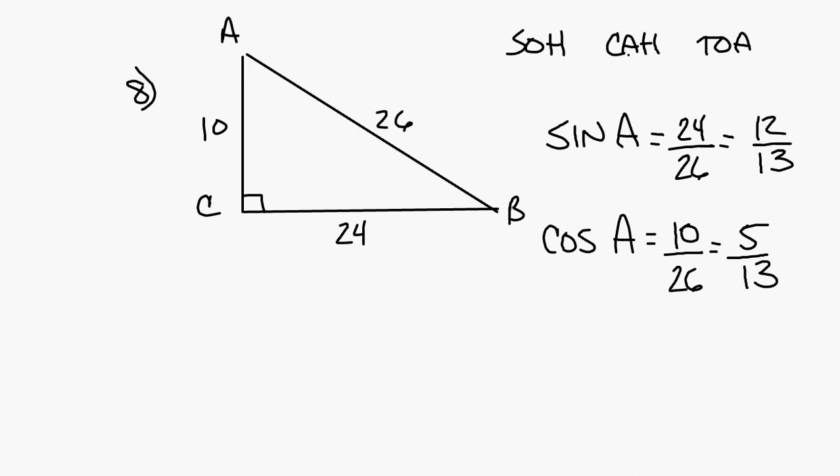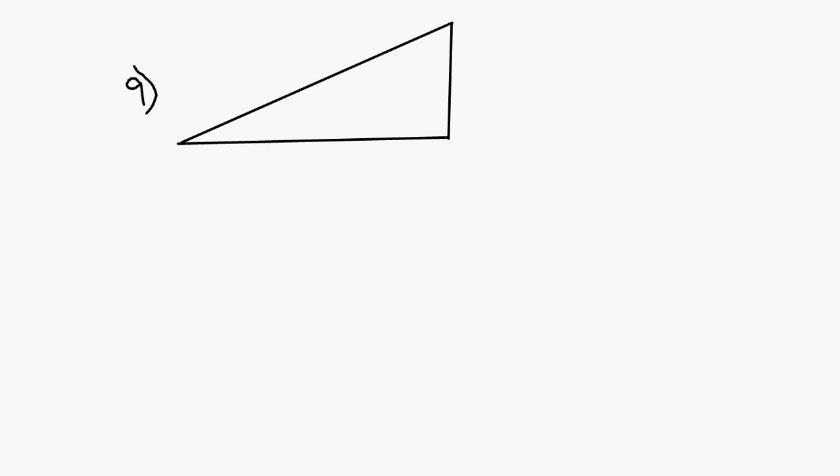Problems 9, 10, and 11 are just like what you did yesterday in class. Those are solve the triangle problems. So on number 9, you got a 20 and an 11 and your 90-degree angle. You've got angle X, angle Y, and side Z.